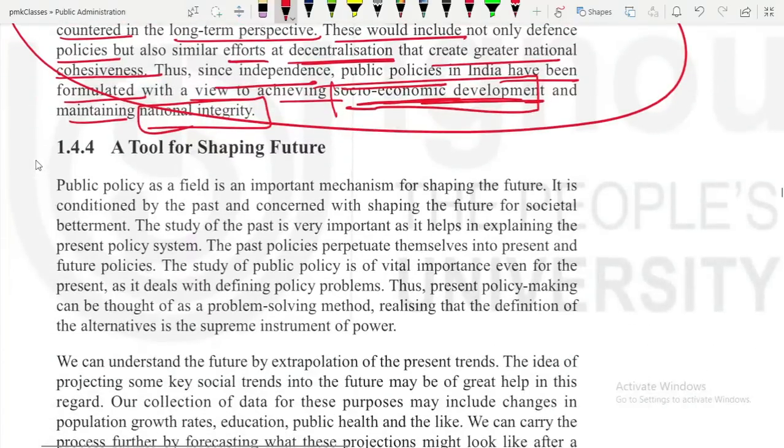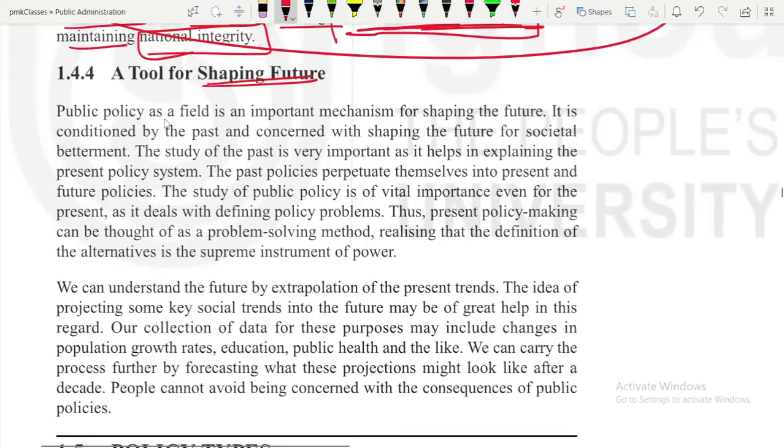So now the fourth one is the tool for shaping the future. Public policy as a field is an important mechanism for shaping the future. It is conditioned by the past and the conceived, concerned with shaping the future for societal betterment. Public policy is mainly used for shaping the future for the societal benefit of the public.